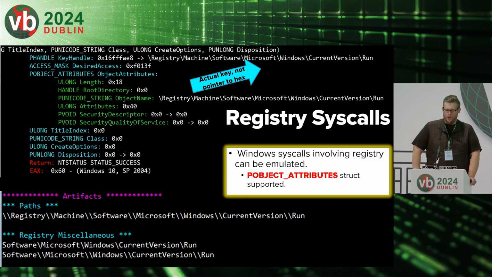For Windows syscalls that deal with the registry, we can also account for those as well. And so in this case, we see that the person's obviously trying to do some persistence there. And we also have the familiar PObjectAttributes structure, which is very common in a lot of Windows syscalls. That is one that we do support.